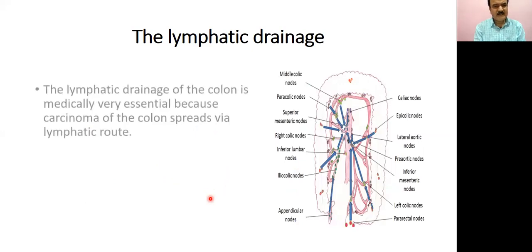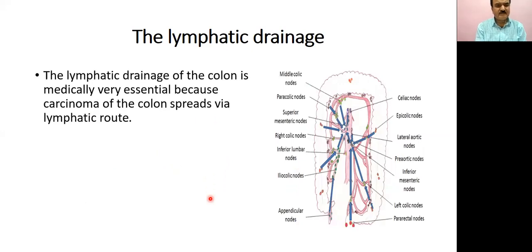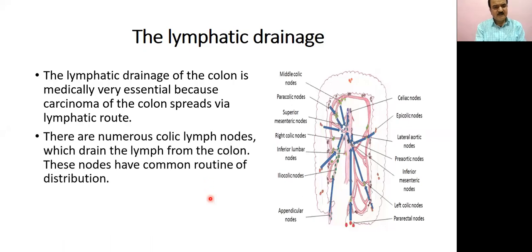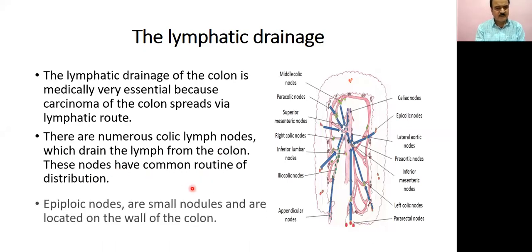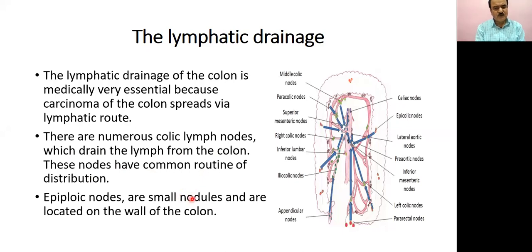Coming to the lymphatic drainage, the lymphatic drainage of the colon is medically very essential because carcinoma of the colon spreads via the lymphatic route. So it can spread into different places. There are numerous colic lymph nodes which drain the lymph from the colon. These nodes have a common outline of distribution. Epiploic nodes are small nodules and are located on the wall of the colon.